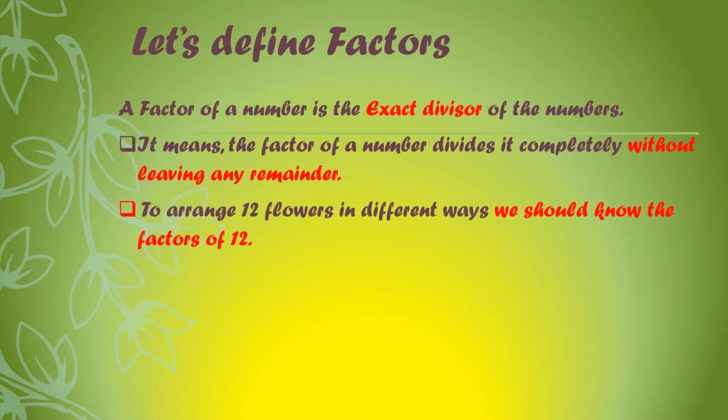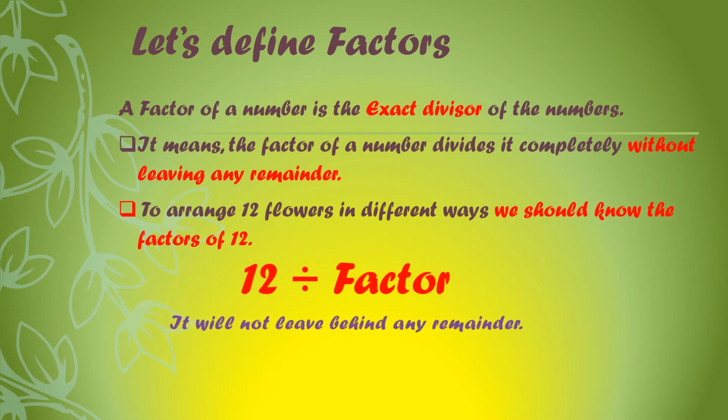Okay. Now children, we have to arrange the 12 flowers which Sam and Misha have in different ways. So for that we should know the factors of 12. That means when we divide 12 by its factors, no remainder should be there, or when we arrange the flowers, there will be no flower left behind. So it will not leave behind any remainder if the number by which we are dividing 12 is its factor.